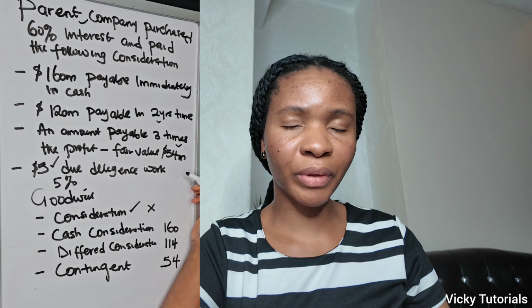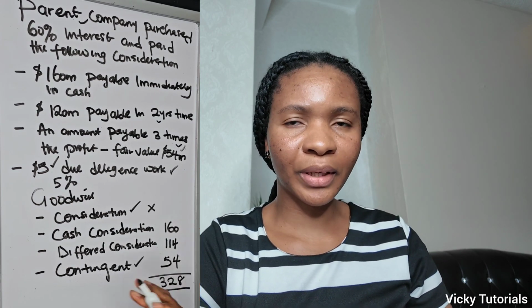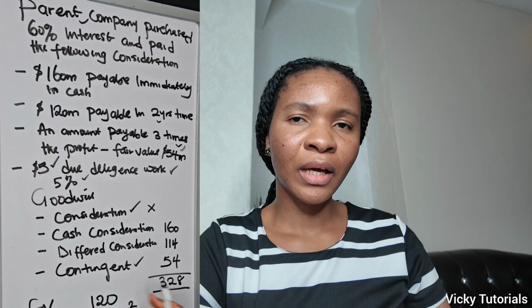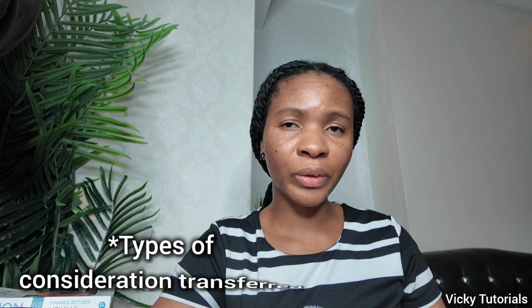Okay, IFRS 3. When a parent company acquires a subsidiary and gains control, they are required to consolidate the financial statements of the subsidiary, and that includes computing goodwill. For you to be able to compute goodwill, there are a lot of steps that need to be taken, and that includes computing the consideration transferred. So in today's video, we're going to be focusing mainly on the consideration transferred. We will understand different types of consideration transferred that are considered within goodwill calculation.